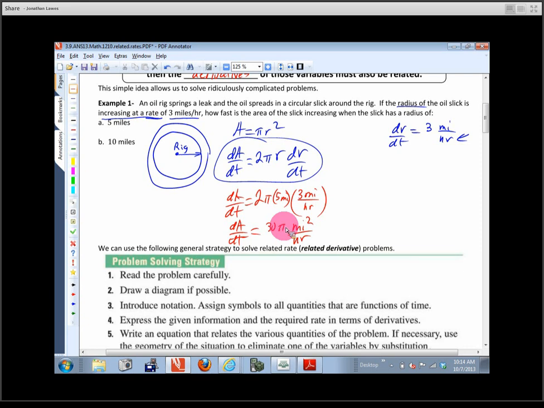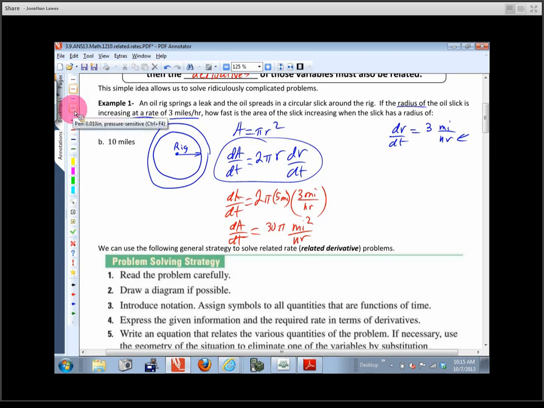So around when it's 5 miles, about an hour and 40 minutes after this slick happened, I'm adding 100 square miles of oil slick every hour. That's the rate of change when the radius is 5 miles. Good? Okay, let's do the other one.